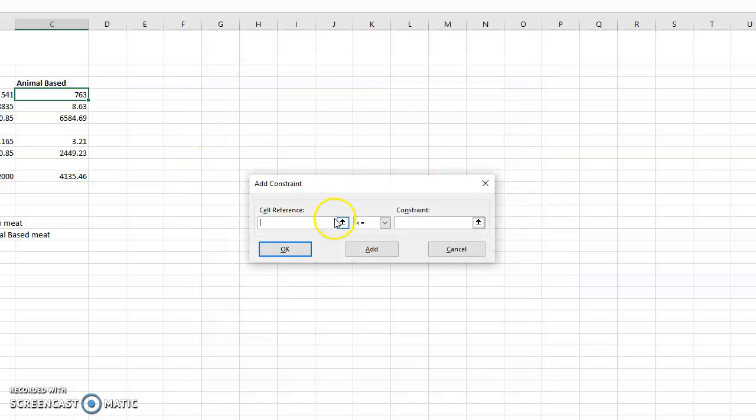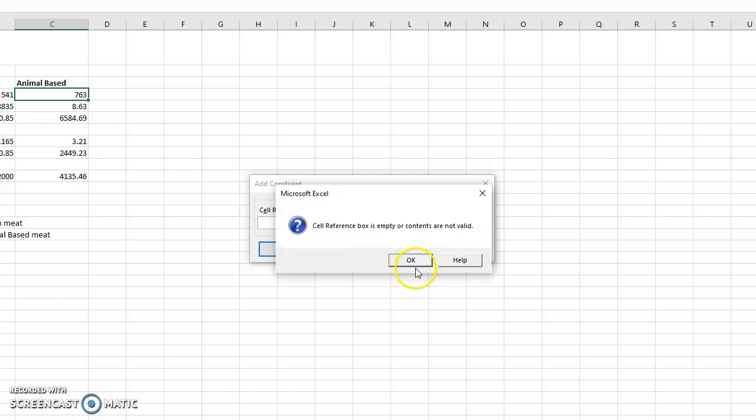We know that these cells need to be integers. So we will create an equals integer constraint. We also know that we can't have this higher than $9. So we need to make sure it can't be higher than $9. So we will do the price, and we will make it so that it is always lower than $9.